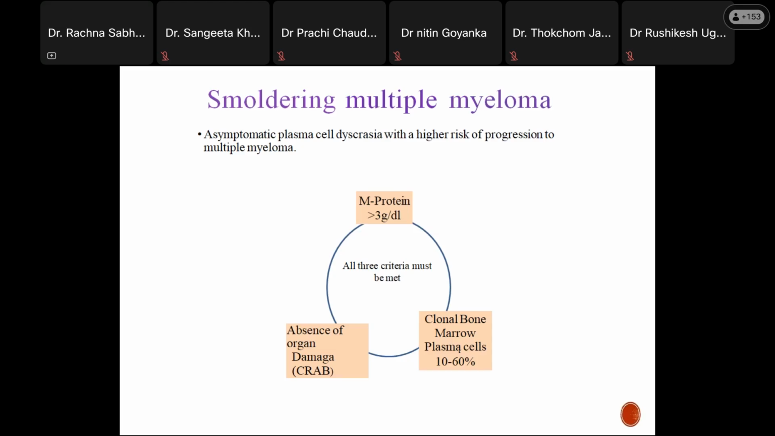So this condition basically progresses fast to multiple myeloma. So these are the three criteria which we see, because clinicians take into account that close follow-up has to be done in these persons who are diagnosed with smoldering multiple myeloma. So these are the three criteria which we have to keep in mind.